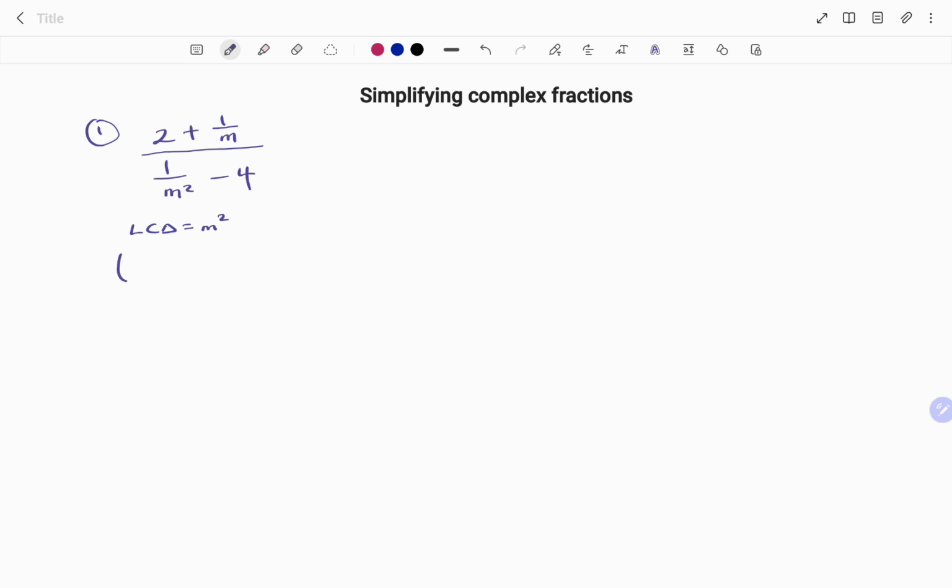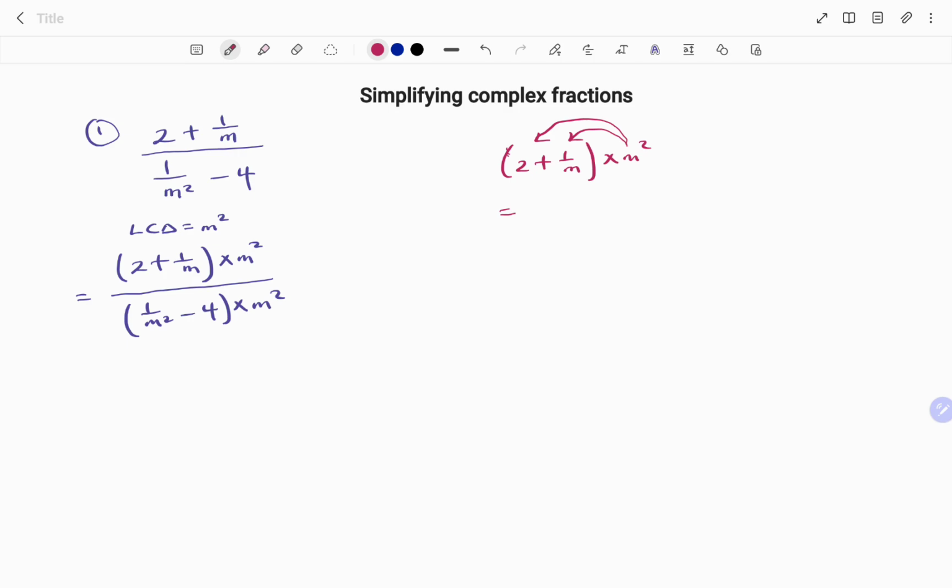So I'm going to be multiplying each term, that is my numerator and my denominator, by my LCD. So I have at the top 2 plus 1 over m multiplied by m squared, and at the bottom I have 1 over m squared minus 4 multiplied by m squared. So I'm going to show you how to solve that quickly. On the side, 2 plus 1 over m multiplied by m squared is the same as the term outside is going to multiply all the terms inside.